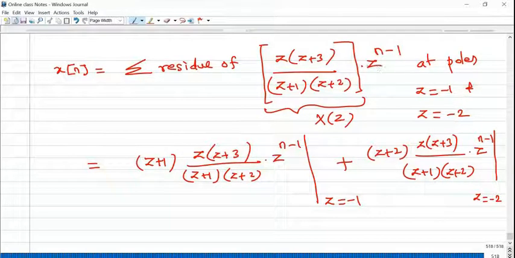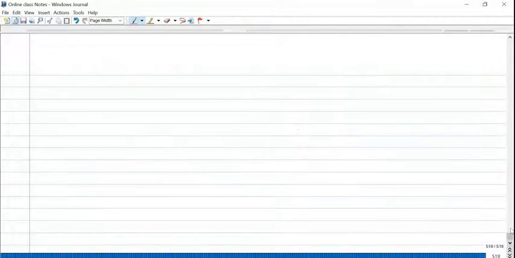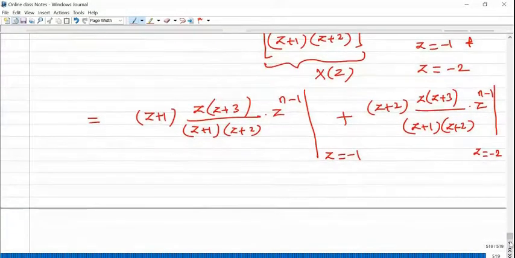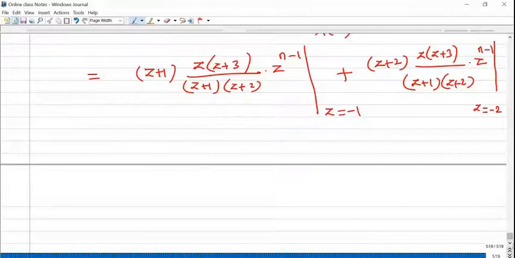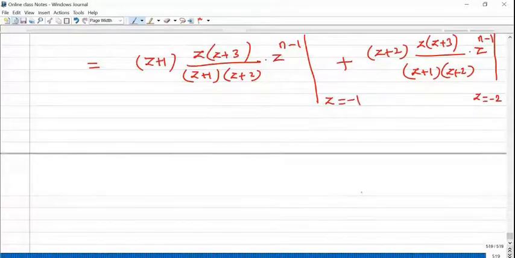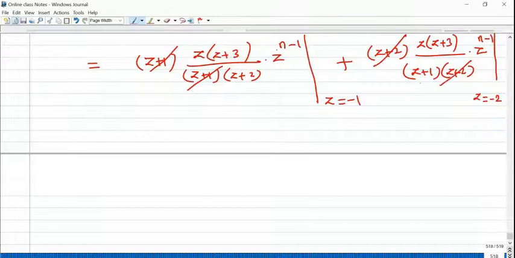Okay. So in this example, only two poles are there, and these two poles are simple poles of order 1 only. If order 2 or order 3, then we have to do some small modification. I'll tell you what to do. So z plus 1 cancels, z plus 2 will be cancelled. So z multiplied with z power n minus 1.